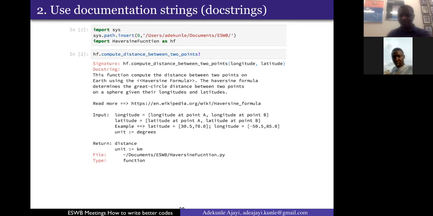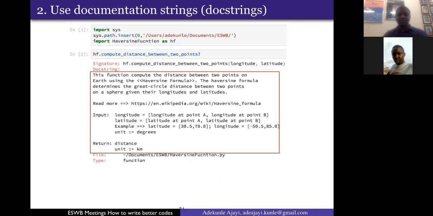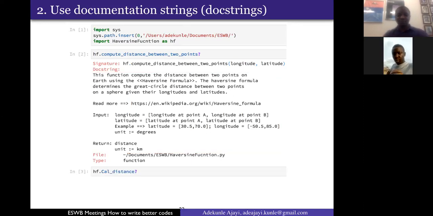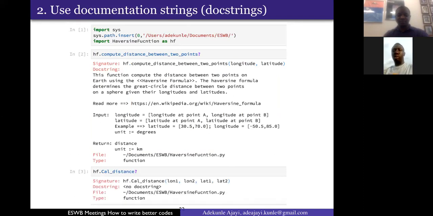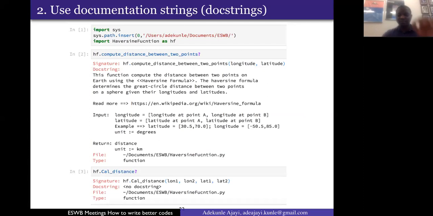On the other hand, let's say the other function, cal distance, which I did not put any docstring for, and I try to import it as well. And I say HF cal distance, and I do Shift Enter. And this is what I get. If I did not write this script, then it's difficult for me to use it because I don't know what it does. I don't know what it takes as input. I don't know what it gives as output. So this clearly highlights that putting docstrings in your function would help you a lot and also help whoever is going to be using your function.